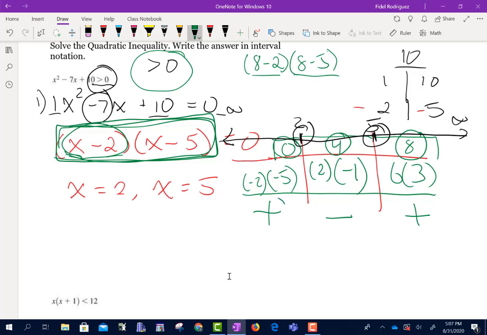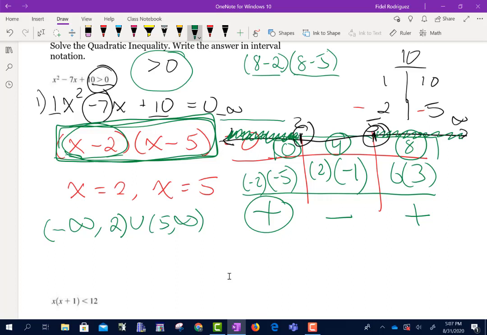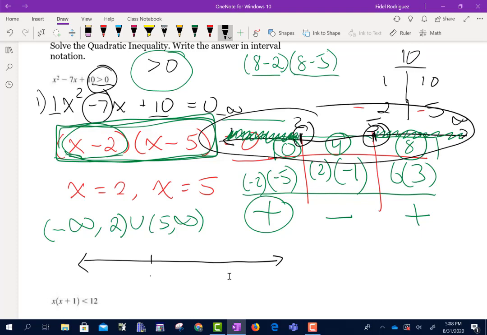When I come back here, if we look at this piece right here, we want to know when it's greater than 0, which means positive. Well, where was it positive? It was positive here. Anytime we picked any number that was smaller than 2, we came up with a positive answer. So I'm looking at the interval from negative infinity to the number 2, okay? When else was it positive? Anytime we picked a number bigger than 5. So from 5 all the way to infinity, union, okay?